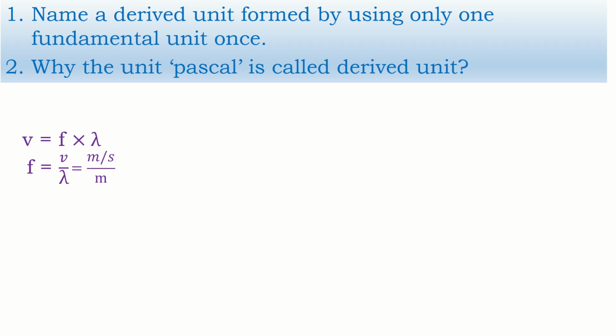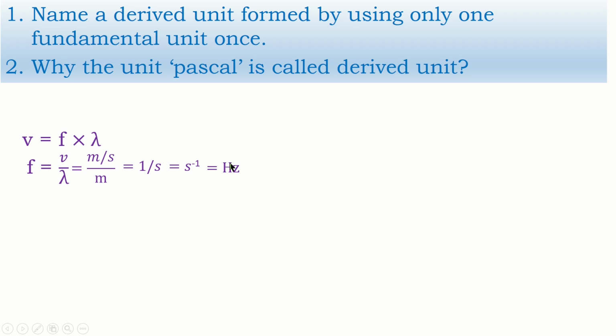and lambda, its unit is meter, because this is wavelength. Meter cancels and we have only 1 by second. It means second to the power minus 1. This is the unit of frequency, and in the name of the scientist it is Hertz, taken as Hz. But what fundamental unit is involved in it? Just second. Only once. 1 is divided by second to form Hertz.